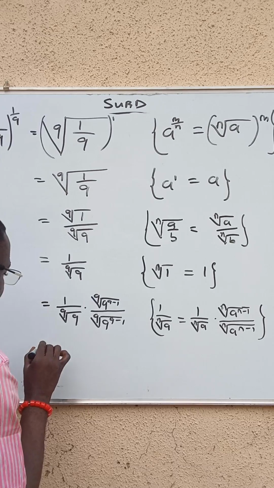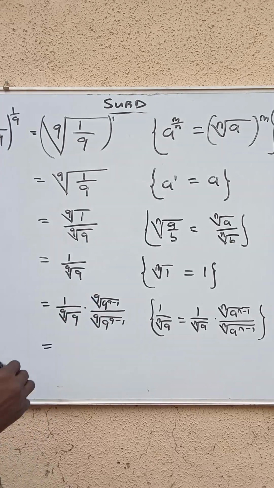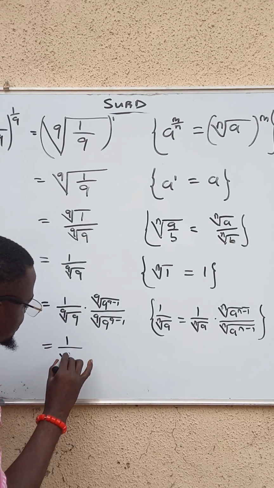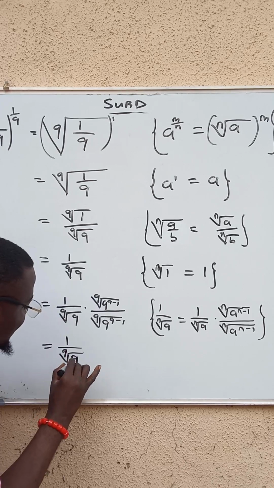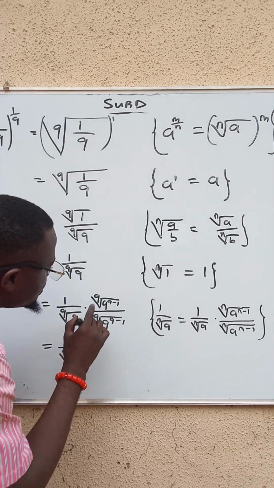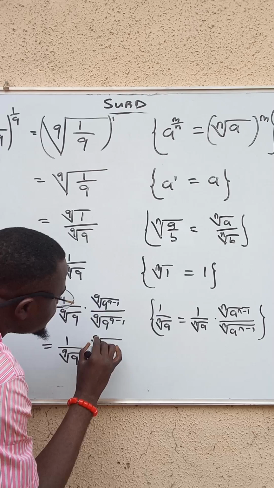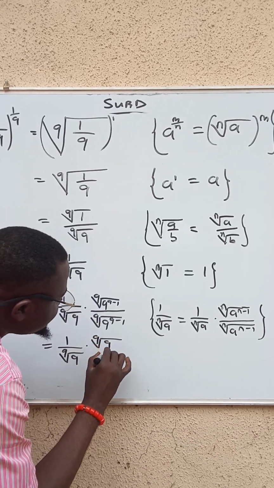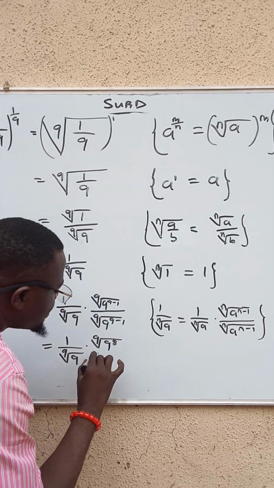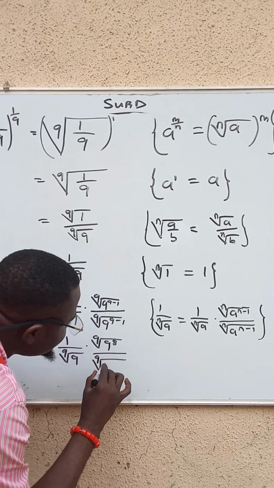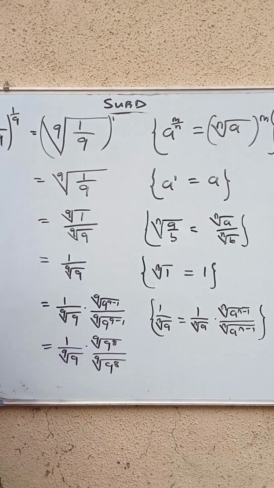So this will now give me what? 1 over the 9th root of 9, dot, this will give me the 9th root of 9 raised to the power of 8 over the 9th root of 9 raised to the power of what? 8. That is 9 minus 1.